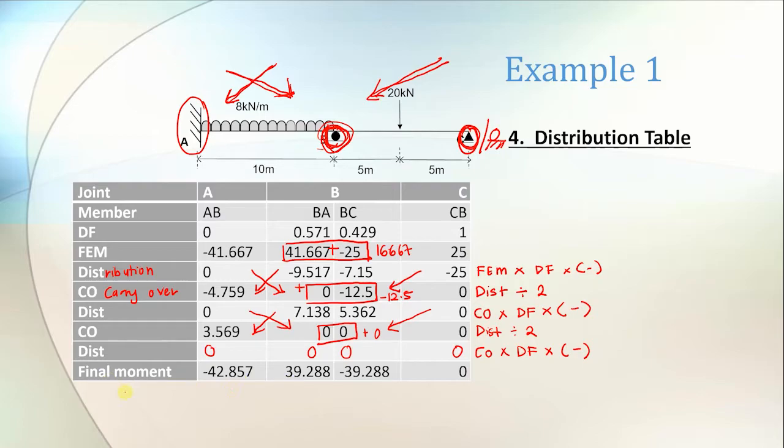Final moment punya value, everything here is from FEM. I'm going to add everything together. All this you just plus, and this is the value for final moment. Do it for each column, then you akan dapat value for BA and BC akan sama, but one of it akan jadi negatif.